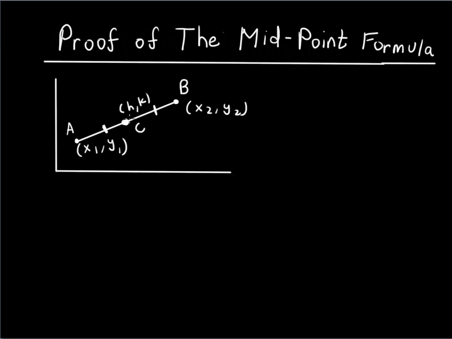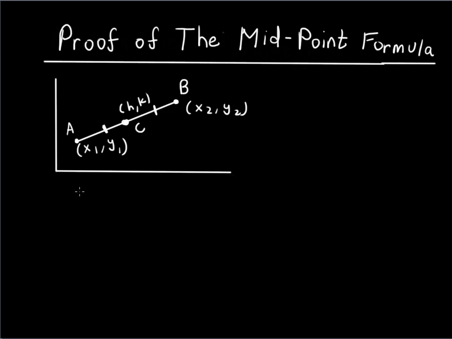Finding the midpoint on the coordinate axis has a formula, but today we're going to learn how to prove that formula. First, when we start this proof, we have to divide our proof into two different sections: one for the x value and one for the y value. Let's start with the x value first.